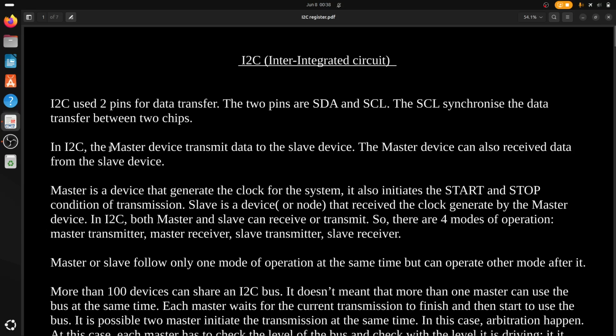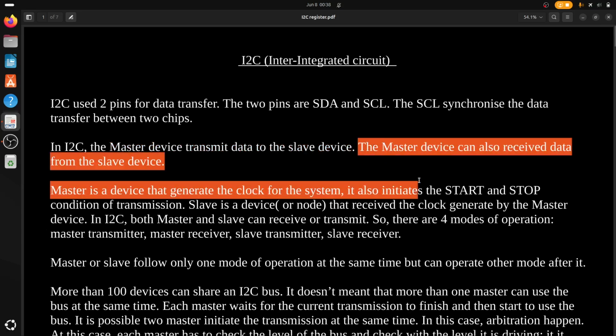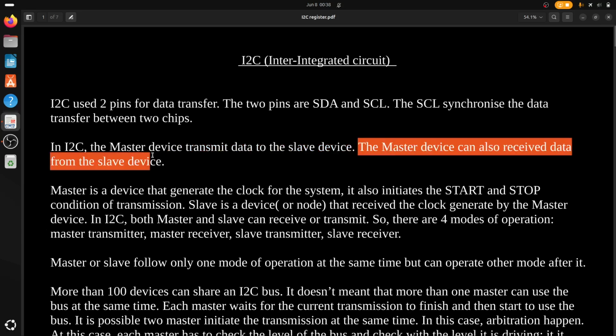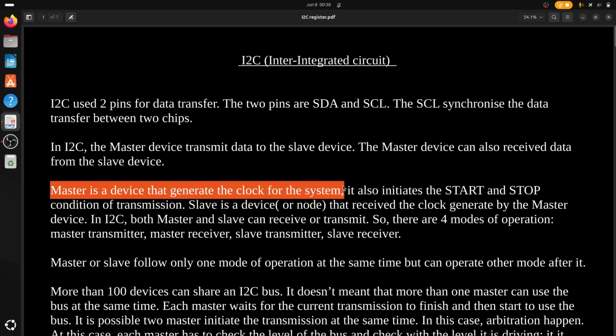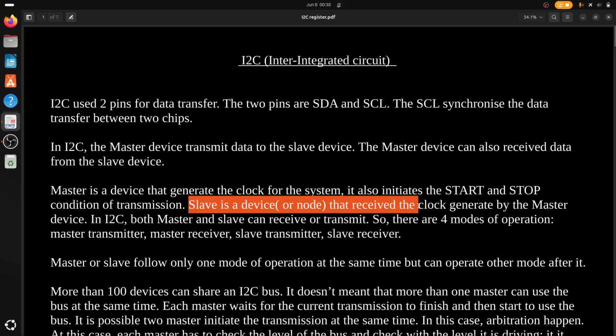The master device transmits the data to the slave device, and the master device can also receive the data from the slave device. The master is a device that generates the clock for the whole system. System means the whole process of the transmissions, and the slave is a device that receives this clock generated by the master. The master also initiates the start and the stop conditions of the whole process of transmissions.